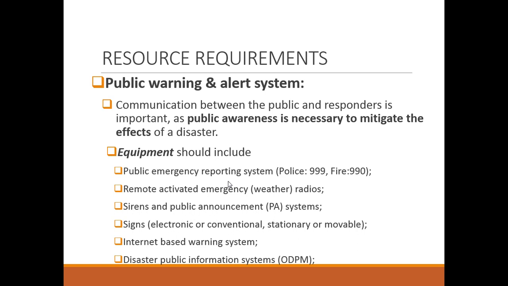Also related to the dissemination of information would be the need for public warning and alert systems. This type of system is intended to communicate between the public and the first responders, as public awareness is necessary to mitigate the effects of the disaster. So the public or the communities at risk in particular, they need to know what is going on. They need information so that they can take necessary measures to secure their own safety, the safety of their families, their property, etc. And some of the means by which this is done would be public emergency reporting systems such as 999, 990, weather radios, sirens and public announcements or PA systems, signage. You also have examples of internet-based warning systems. And then of course we have disaster public information systems such as provided by ODPM.